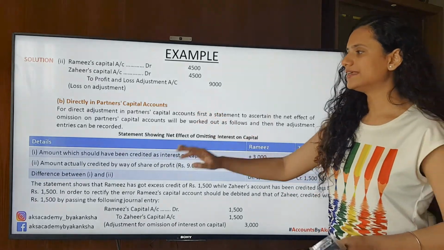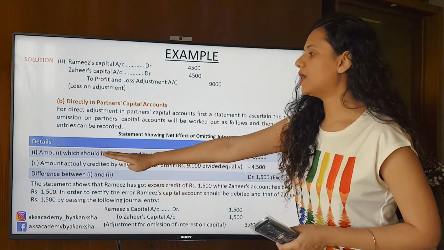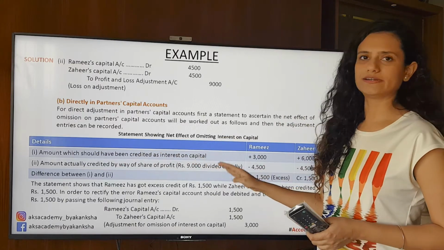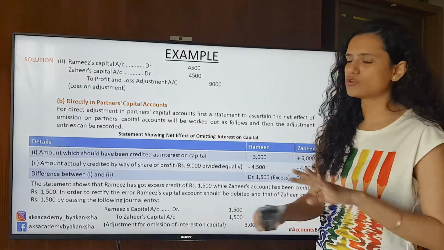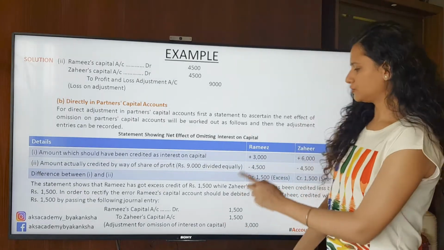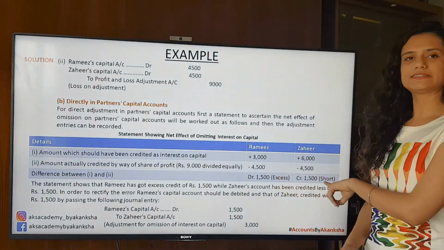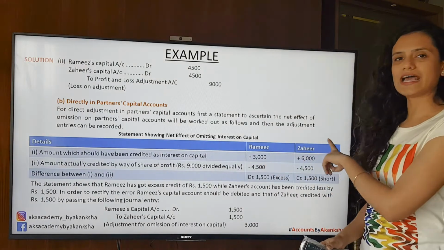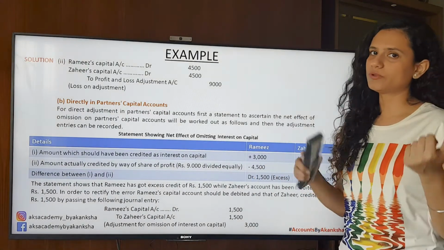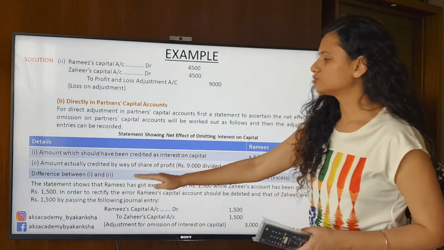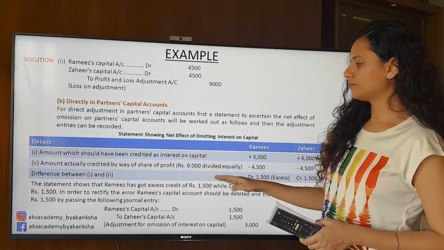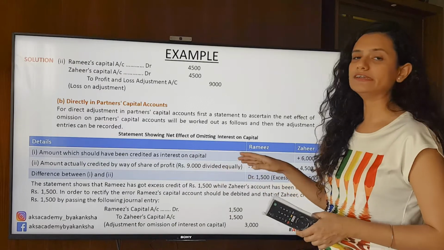So here in this case, what we have done is the amount which should have been credited as interest on capital. They deserve an interest on capital which was not given to them. Give it to them. So plus 3,000 plus 6,000 for Rameez and for Zahir. That is what we found out in the previous slide. Amount actually credited by way of share of profits, 9,000 divided equally.